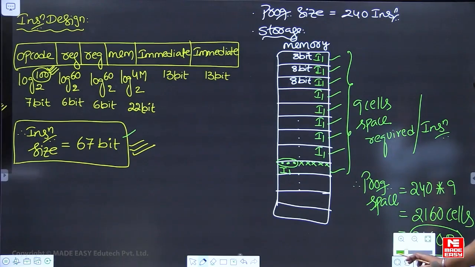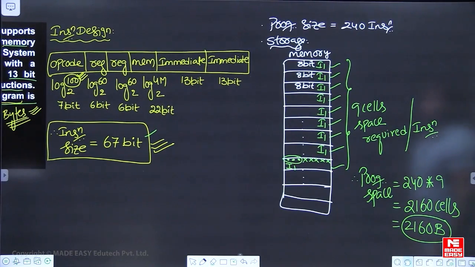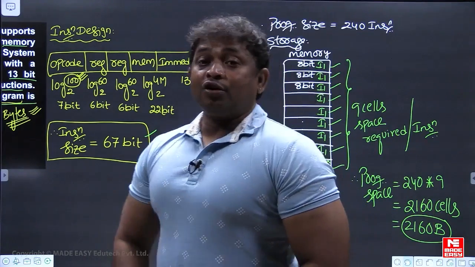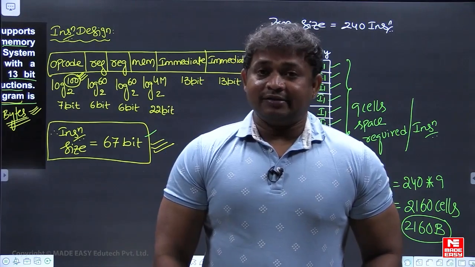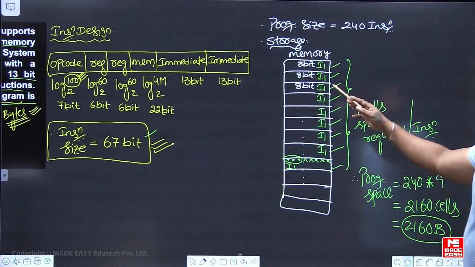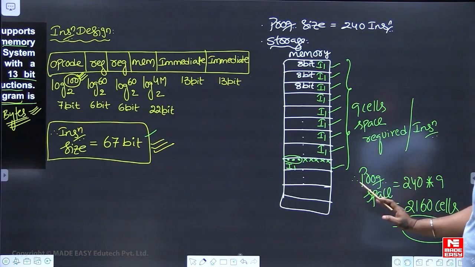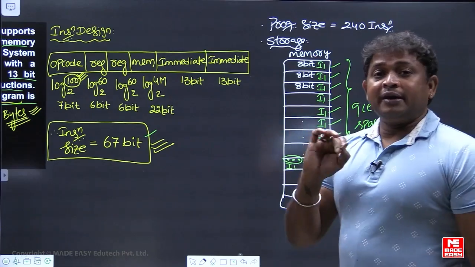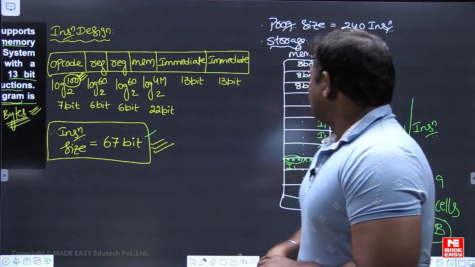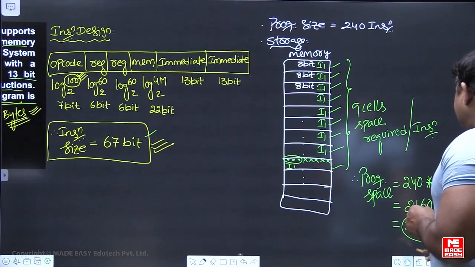Dear students, I hope you understand this. Normally, students make wrong calculations here, and because of wrong calculations, you may select the wrong answer. So don't make wrong calculations. It is a very simple concept. Memory is byte addressable. Every cell has 8-bit space. Instructions are stored one by one, instruction by instruction, in the memory. So this is the way of storing the program. So the space is 2160 bytes.